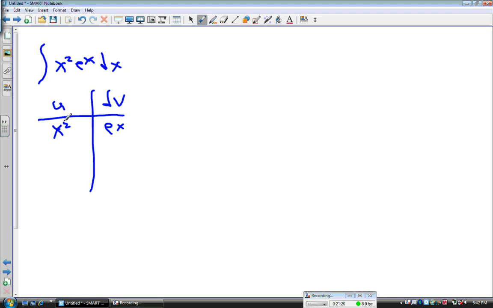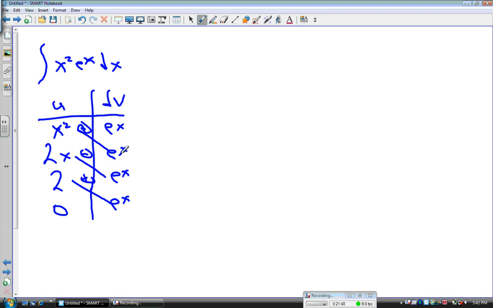Well, the key here is when you differentiate, does it get simpler and simpler? In fact, does it get to 0 eventually? And then anti-differentiate, anti-differentiate, anti-differentiate. And now it's tic-tac-toe. Keep the sign, change the sign, keep the sign of whatever you get.